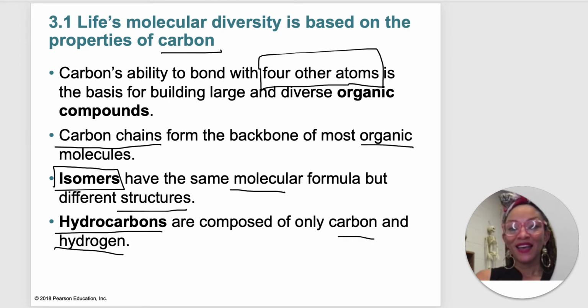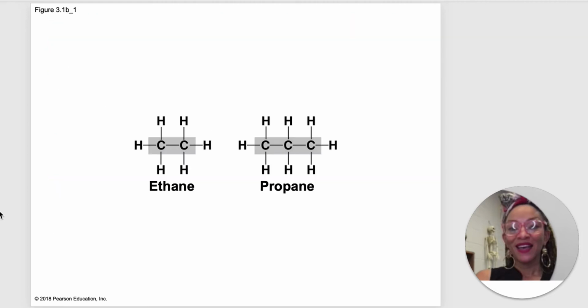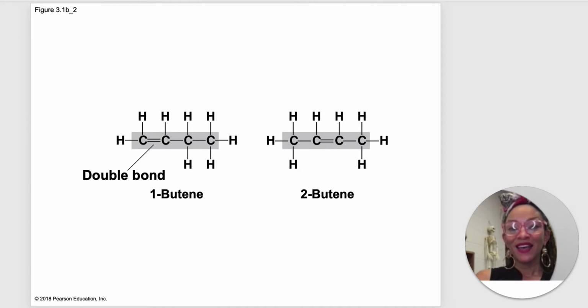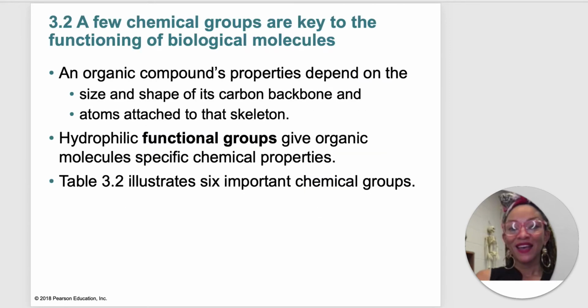So hydro and carbon. The main thing to pay attention to here is that most of life's diversity is based on carbon. Most living things are going to have a carbon base, right? And we're going to have isomers and hydrocarbons. Go ahead and look at those definitions, write those down. Okay, so for example, we have ethane and propane. These are examples of hydrocarbons. Okay, just some more pictures.